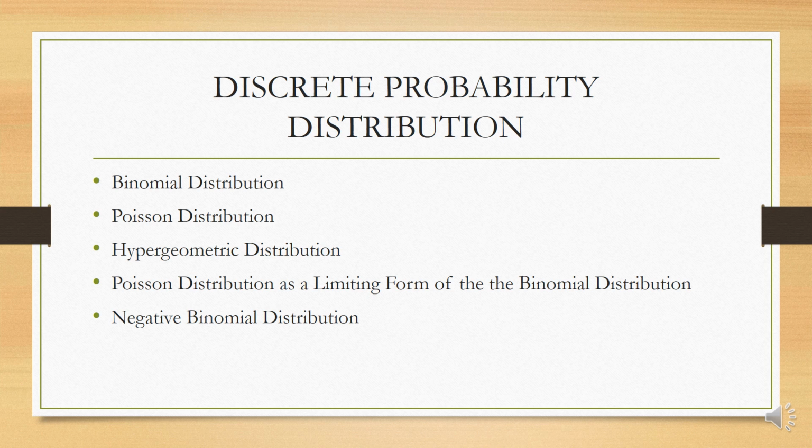Now, we have the discrete probability distribution muna. We have 5 different classifications of discrete probability distribution: the binomial, Poisson, hypergeometric, Poisson distribution as a limiting form of the binomial, and the negative binomial distribution. Before we go to the actual computation, I want you to understand how to identify problems kung ito ba ay binomial, ito ay Poisson, hypergeometric, etc., etc.